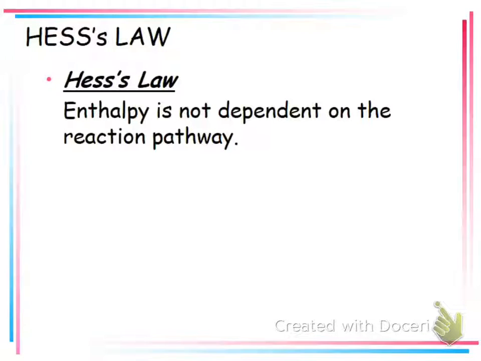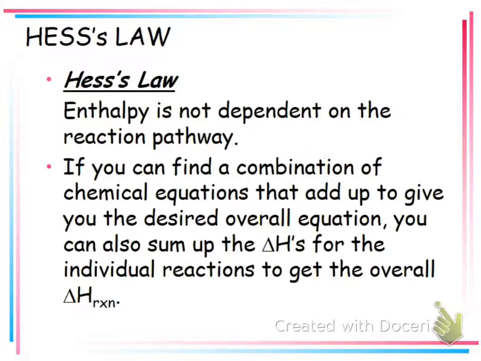This lesson is going to be on Hess's law, and Hess's law is going to be a different way that we can calculate delta H, or change in enthalpy. First of all, we need to understand that enthalpy is not dependent on the reaction pathway. And so what we are going to be able to do is, if we can find a combination of chemical equations that add up to give you the overall desired equation, then you can also sum their delta H's for the individual reactions to get the overall delta H for reaction.